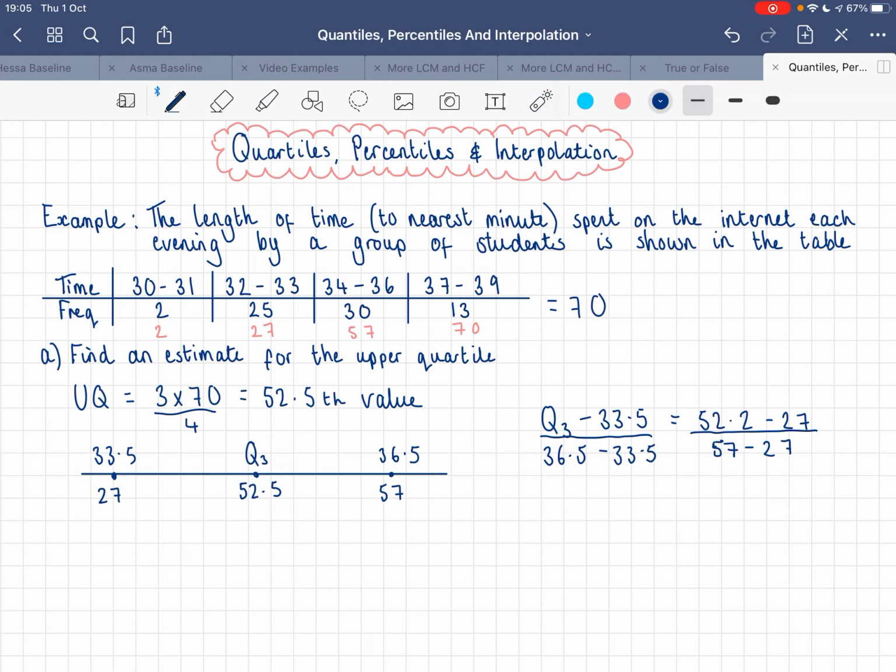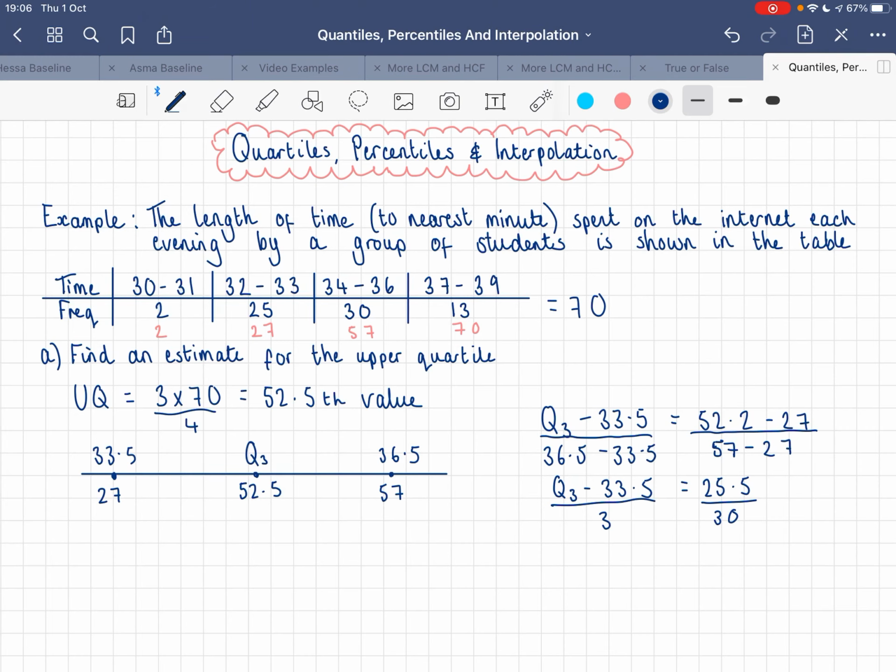So let's work some bits out. We get Q3 minus 33.5 over 3 is equal to 25.5 over 30.